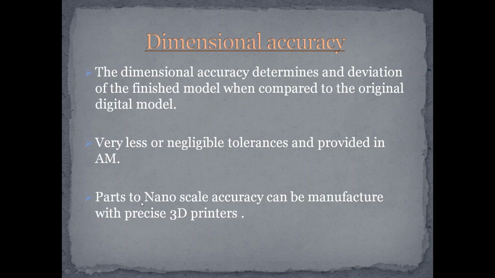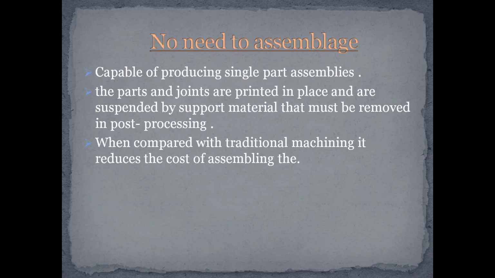Now, parts to nanoscale accuracy can be manufactured with a low-price 3D printer. There is no need for assembly. It is capable of producing single-part assemblies, where the parts and the joints are printed in space and are suspended by support material that must be removed in post processing. When compared with traditional machining, it reduces the assembly cost.